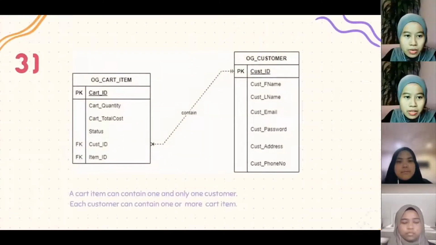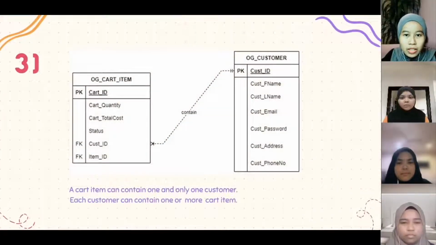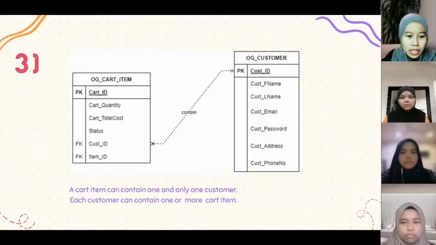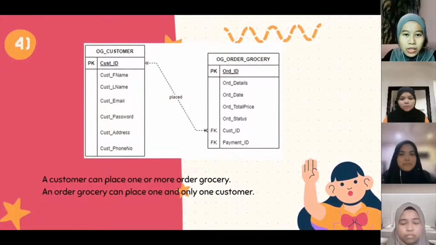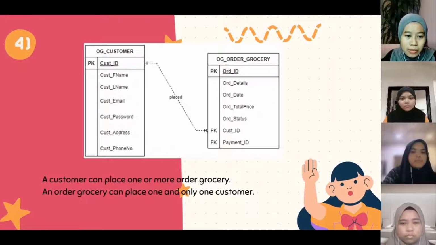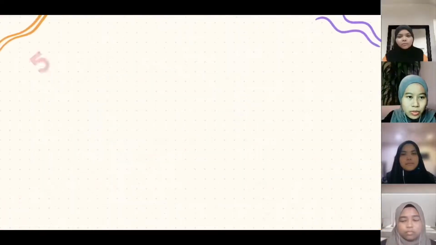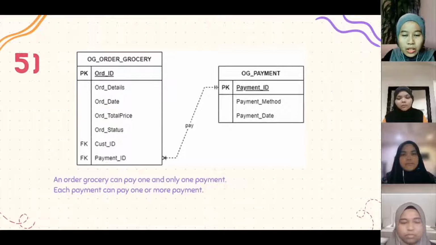Next, for the third business rule, we have table OG cart item and OG customer. A cart item can contain one and only one customer. Each customer can contain one or more cart items. Next, for the fourth business rule, we have OG customer and OG order grocery table. A customer can place one or more order groceries, and an order grocery can be placed by one and only one customer. Next, for this business rule, we have table OG order grocery and OG payment. An order grocery can pay one and only one payment, and each payment can pay one or more payment.